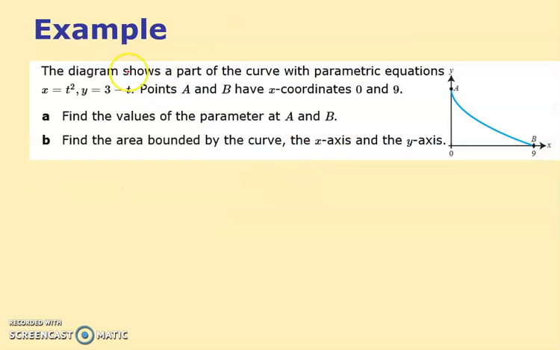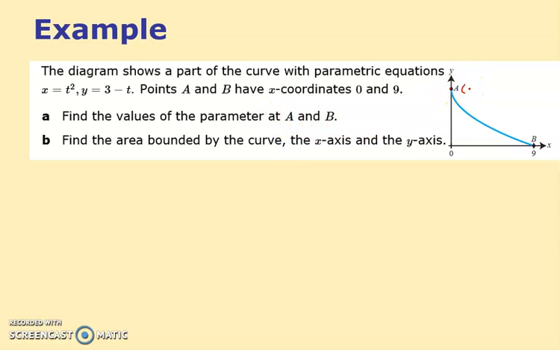A couple of questions. The diagram shows a part of a curve with parametric equations x equals t squared and y equals 3 minus t. So points A and B have coordinates 0 and 9. Find the values of the parameters at A and at B.